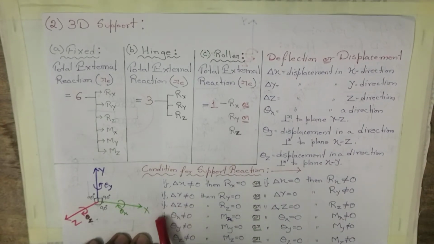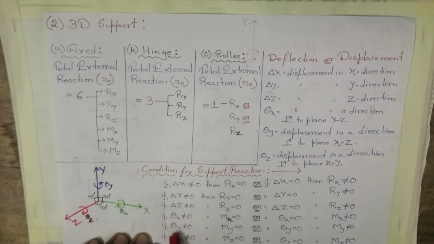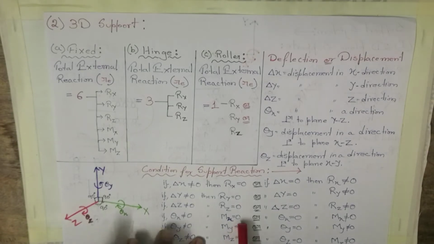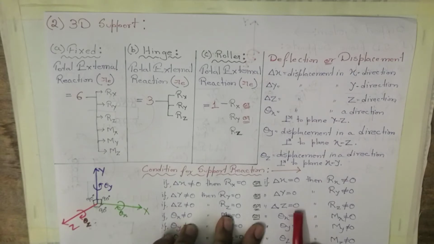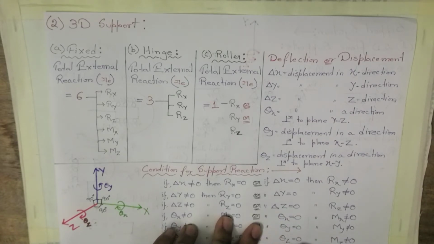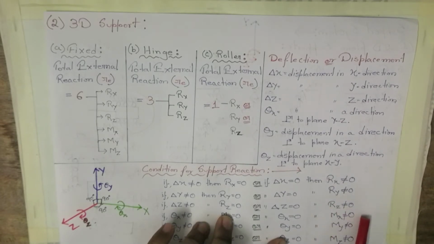This goes the same for the rotation. If theta is allowed in a particular direction, then along that particular direction a resisting moment will not act, so it will be zero. Similarly, if theta is not allowed, then a reaction or a resisting moment will be acting on it.